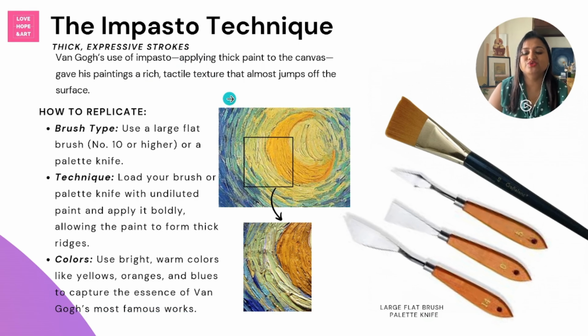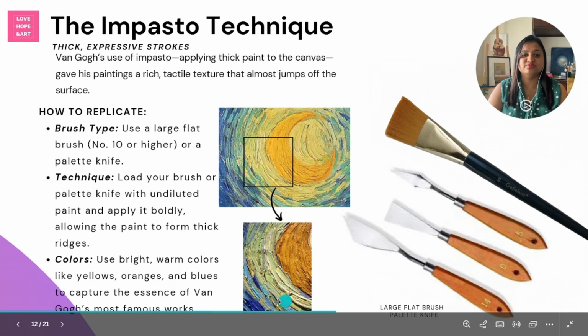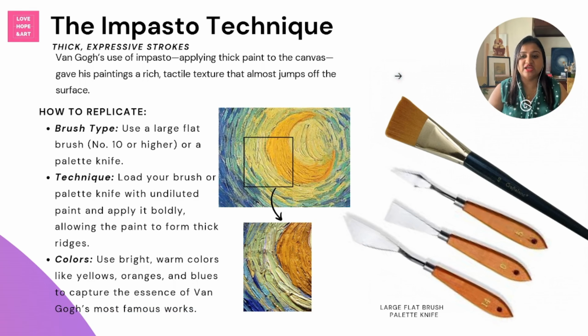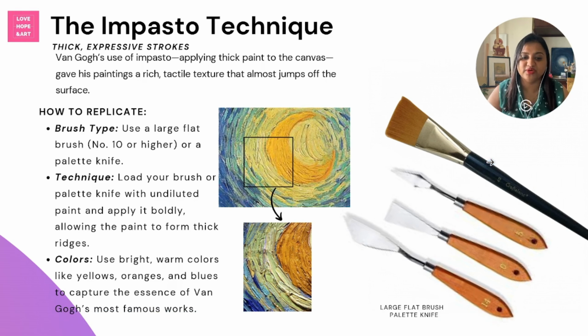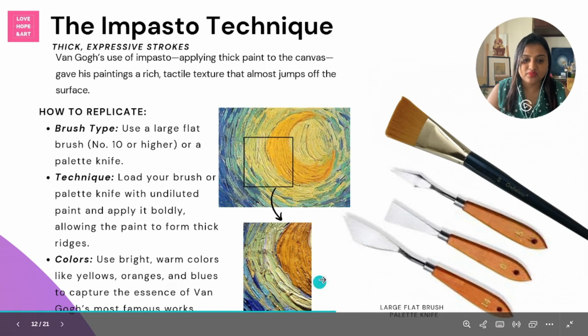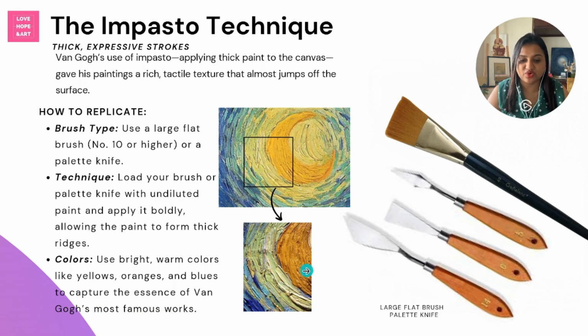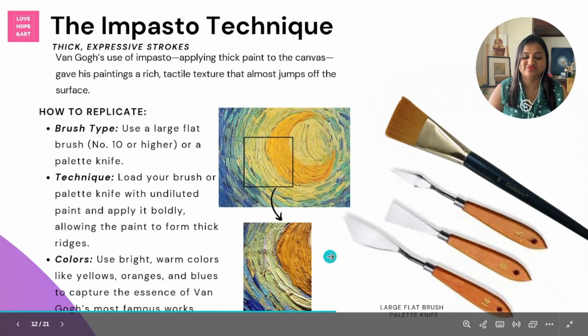So Van Gogh's use of impasto, applying thick paint to the canvas, gave his painting a rich tactile texture that almost jumps off the surface. So now how can we replicate it? You can use larger flat brushes, number 10 or higher, or palette knives. So load your brushes or palette knife with undiluted paint and apply it boldly, allowing the paint to form thick ridges. You can use bright warm colors like yellows, oranges and blues to capture the essence of Van Gogh's most famous work.